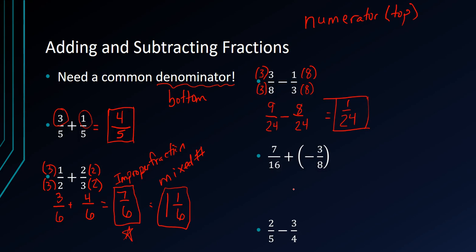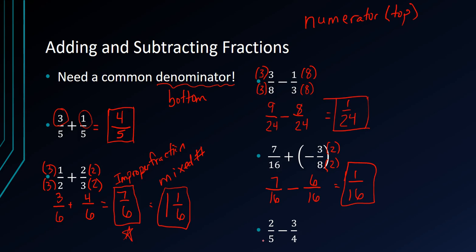Now you don't always have to multiply both fractions. So in this next example, 8 goes into 16, so I can just change the 8. I don't need to change the 16. So I can leave that as 7/16. And then, let's see, this would be 6/16. Now plus and minus is just a minus sign. So we have 7/16 minus 6/16, which means I have 1/16 left.